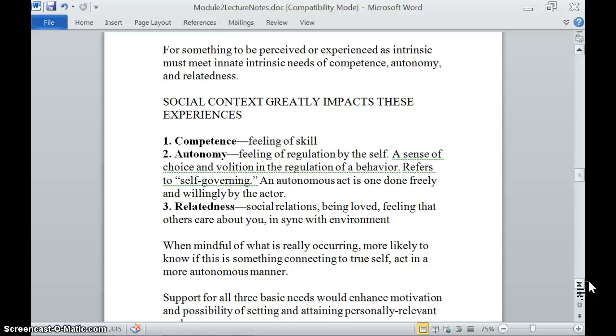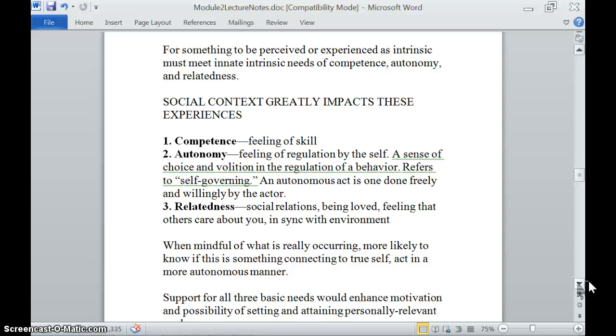Competence is a feeling of skill. I feel like I can do something. I feel like I can shoot a basketball. I feel like I can play with my kids, right? You feel confident about certain things. Autonomy is more of a sense of choice and volition. I'm doing this because I want to. I'm doing this because I feel like I have some choice in the matter. So that's called volition, voluntarily. It refers to self-governing. An autonomous act is one done freely and willingly by the actor. And then relatedness is more of these social relations, but also relatedness with your environment.